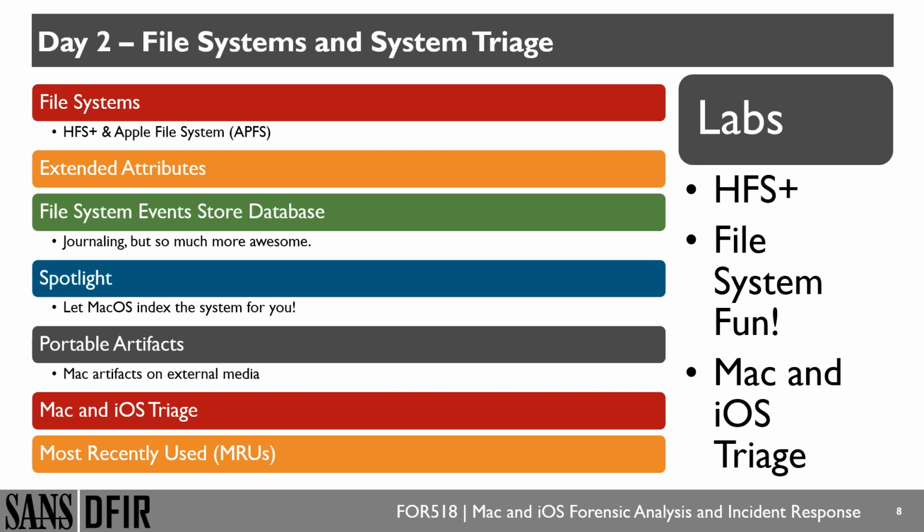And then we get into some portable artifacts. I don't really have a great name for this one, but it is the stuff that is left behind on external media when it touches a Mac. A lot of the aspects from SQLite, FS Event Store, extended attributes, all play into that. So how does a FAT file system deal with it? How does exFAT deal with it? And then at the end part of the day, Mac and iOS triage.